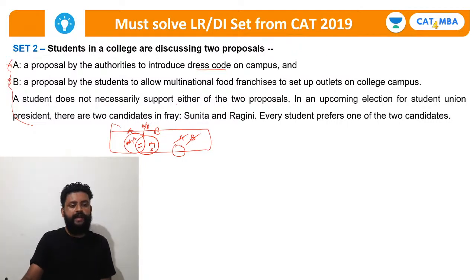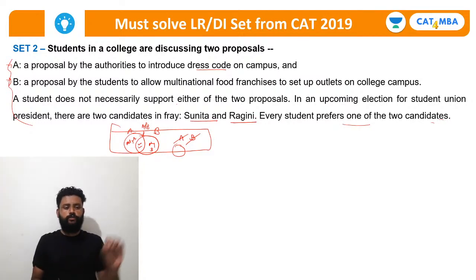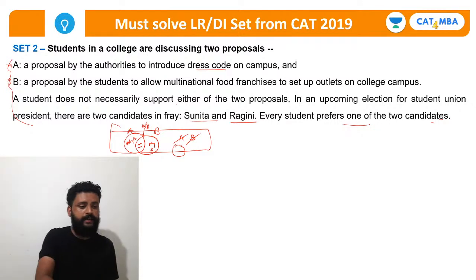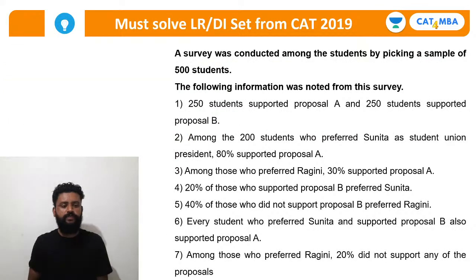Okay, so there are two candidates. For the upcoming elections for students union president, there are two candidates: Sunita and Ragini. Every student prefers one of the candidates. अब ये for sure है कि या तो वो सुनीता को सपोर्ट करेगा या तो रागिनी को सपोर्ट करेगा. That's sure. Proposals A and B: a student can support both proposals, only A, only B, or neither. It can be anything. Okay, so here is the next information we have.